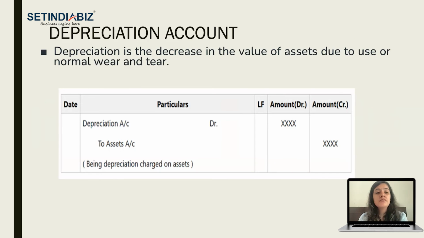Then we have depreciation account, right? We know all the fixed assets have wear and tear. They need to be depreciated over time so that their true value can be recorded. So depreciation is a decrease in the value of assets due to use or normal wear and tear. Depreciation is an expense being debited to asset account. Assets are being decreased, the value is being decreased, so they will be credited.